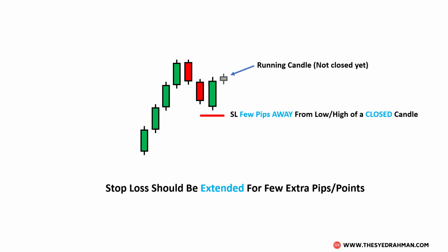In the third or last strategy, I will show you how many pips or points below the bullish candle and above the bearish candle is an ideal and effective place to set the stop loss. For now, just remember that you need to extend the stop loss further than the low or high of the last closed candle to make your trade safer.